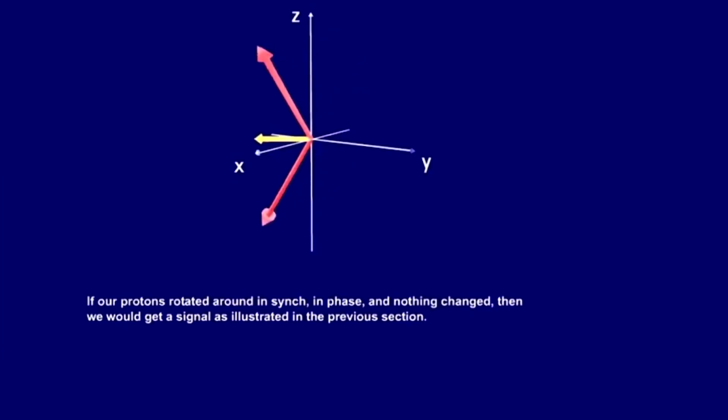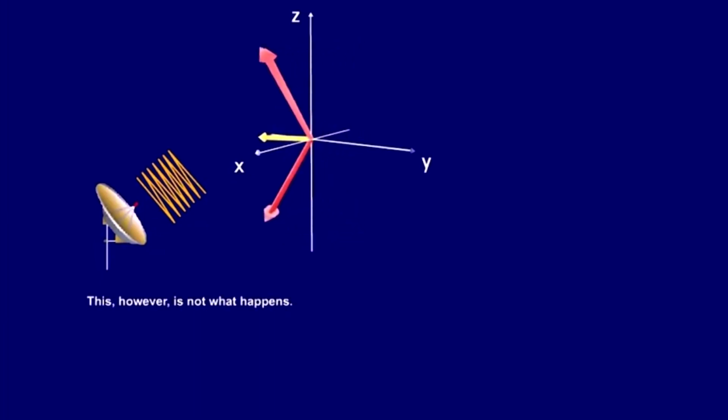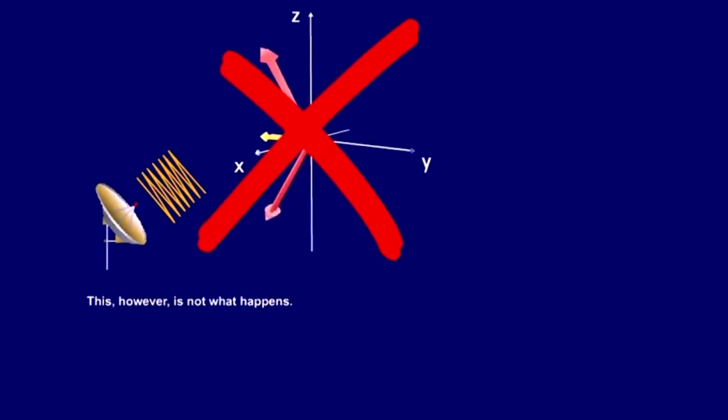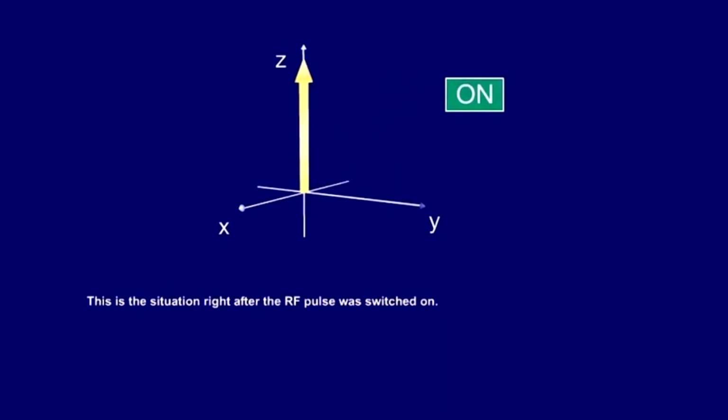If our protons rotated around in sync, in phase, and nothing changed, then we'd get a signal as illustrated in the previous section. This, however, is not what happens. This is the situation right after the RF pulse was switched on.